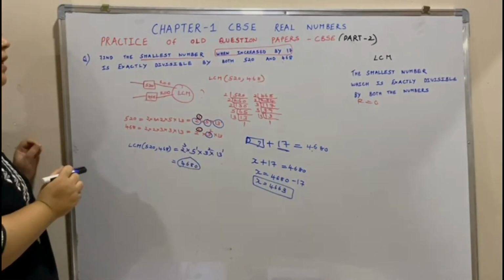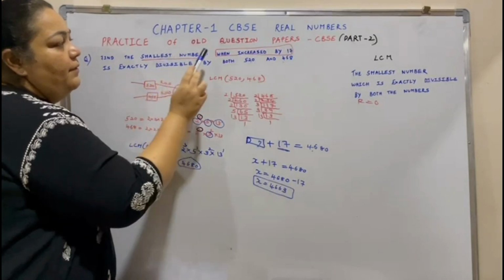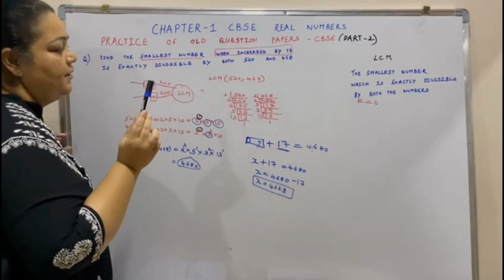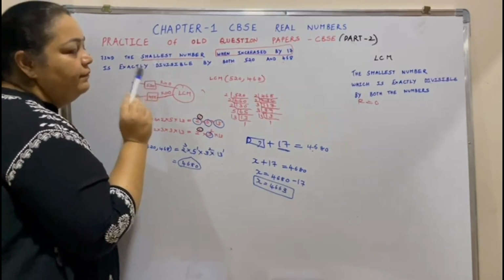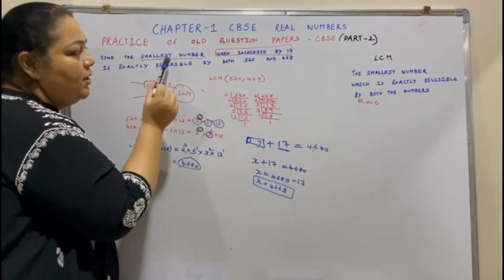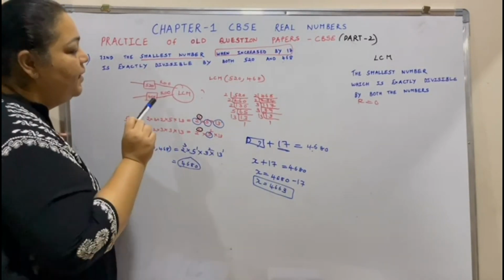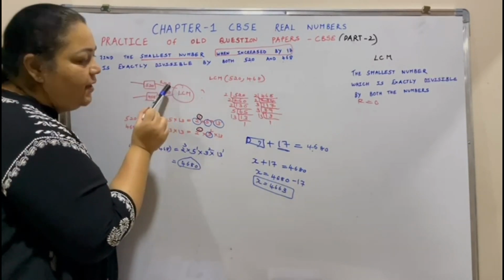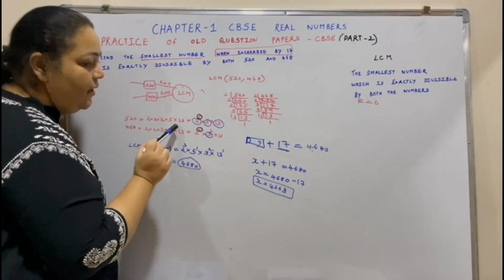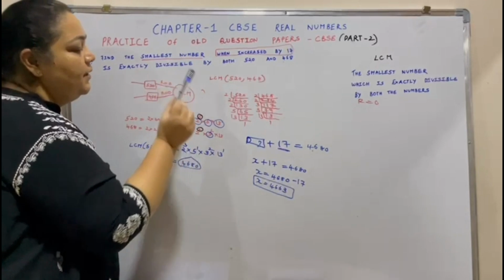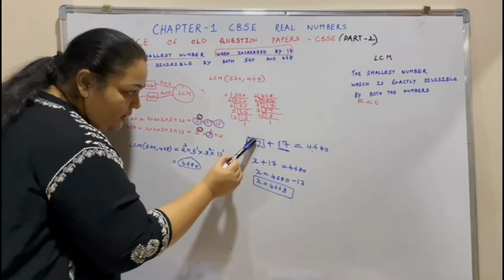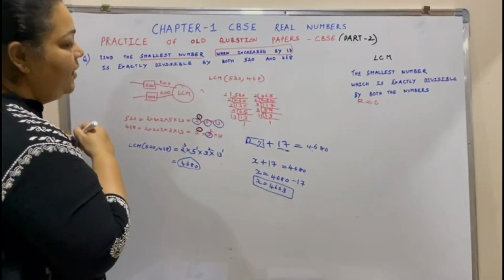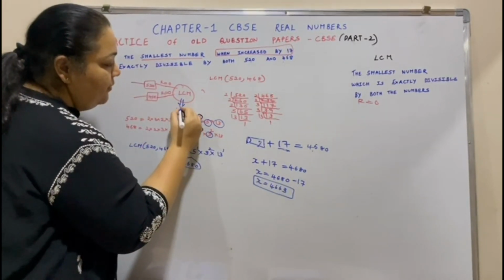What is the question they have asked? Find the smallest number which when increased by 17 is exactly divisible by both 520 and 468. So what is the smallest number? They say smallest number itself, so we know we have to find out the LCM. When we find the LCM, the remainder will be 0. If it's exactly divisible, the remainder will be 0. So we found out the LCM. After finding the LCM, we have to find the smallest number which when increased by 17 is equal to the LCM, which we already found. So your LCM will be 4680.